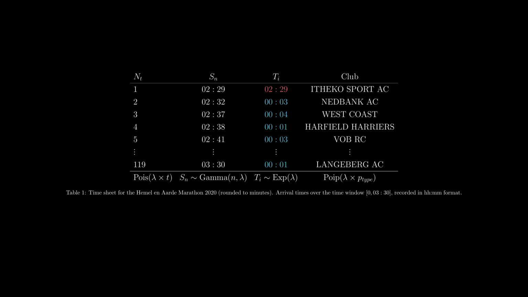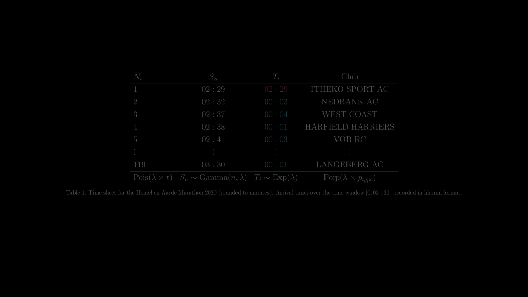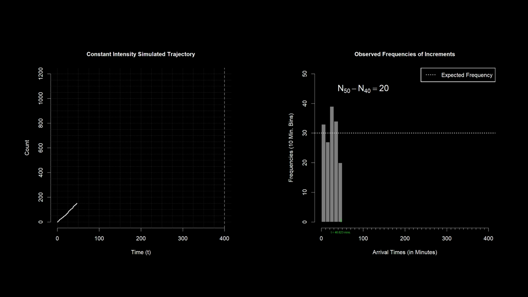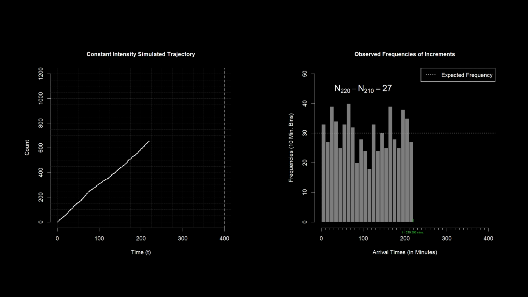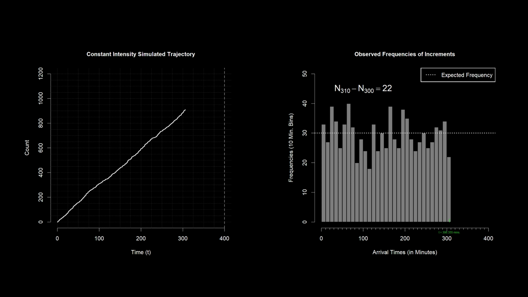Indeed, under our model process, if we were to break up the time domain into sub-intervals or bins of equal length and count the frequencies of the arrival times in each of those bins, we'd expect to observe frequencies of similar magnitudes, since the inter-arrival times are IID exponential with the same rate parameter.